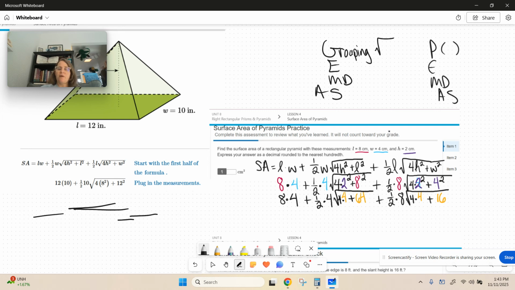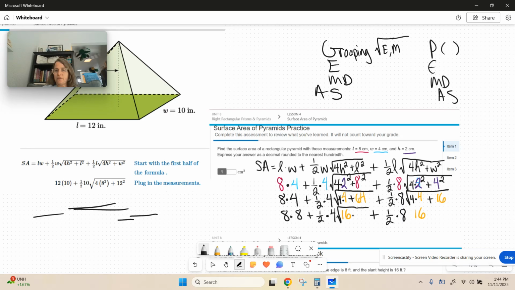Okay, so I'm still underneath the radical. I did the exponent, and now I am going to multiply. So 4 times 4 is going to be 16. Okay, that's all I'm going to do in this step. So you're going to get tired of me writing out all this stuff, but trust me, it's a good way to slow yourself down. Make sure you're following the order of operations. Make sure you're not making little errors and that kind of thing.